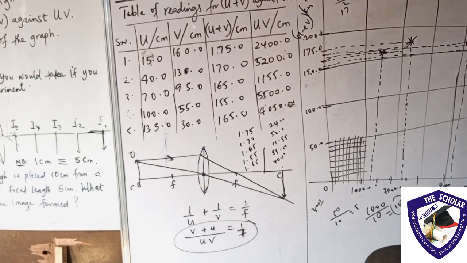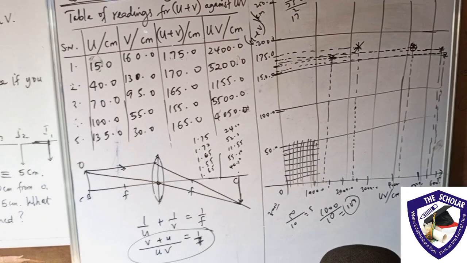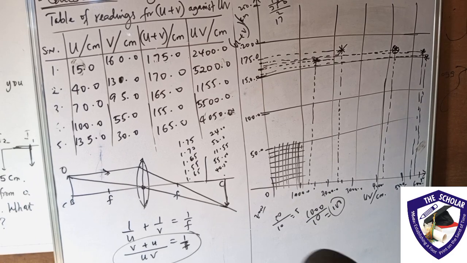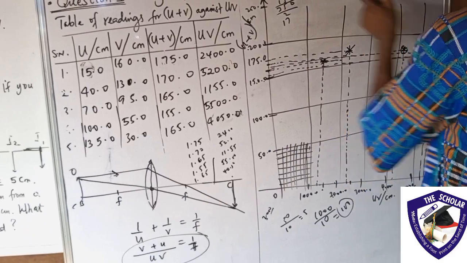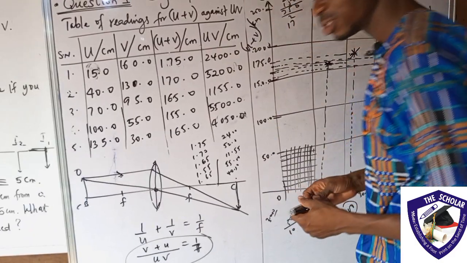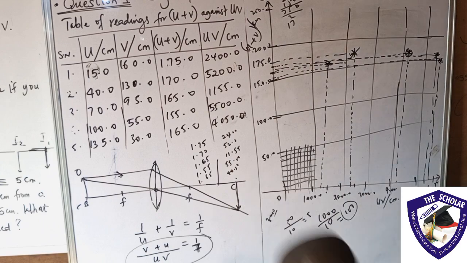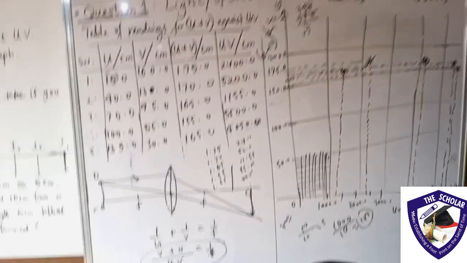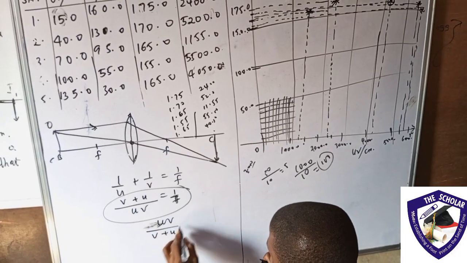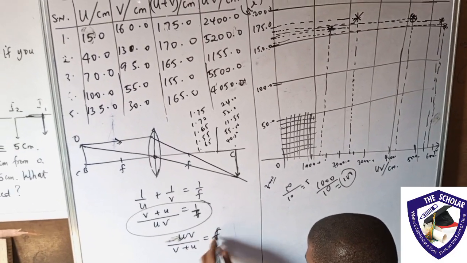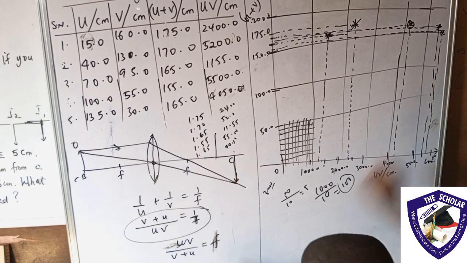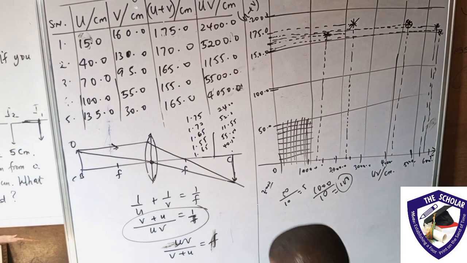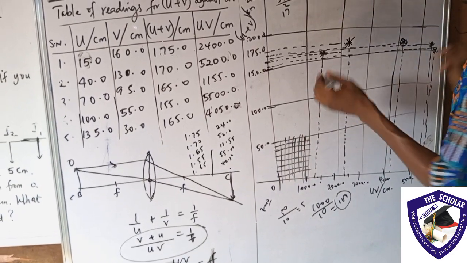So since it's the inverse of the focal length, you are supposed to have a straight line graph going in one direction. Your graph should go this way and not this way, based on the formula that we have there. If you invert it, you can also have uv over v plus u is equals to F. If you have this, the line goes this way, but if you have this one, it goes this way. So our graph should go this way, passing through the origin.